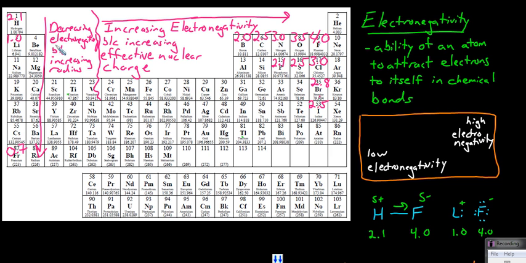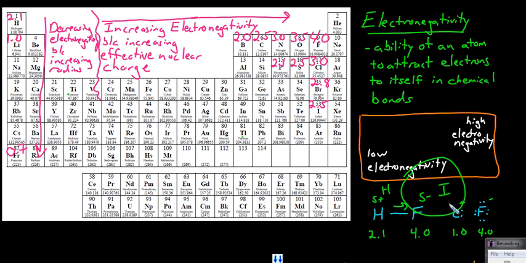Now, as we go down, there's a decrease in electronegativity because there's an increase in the radii of our elements. So, for example, fluorine is quite small in radius. It has electrons in the bond fairly close to the nucleus. Yet things like iodine are so large that electrons in the bond are further from the nucleus.